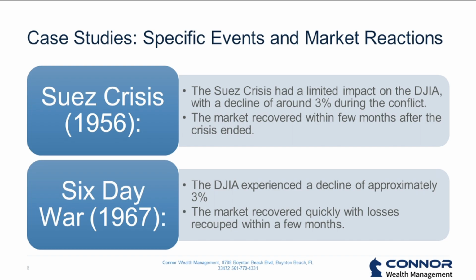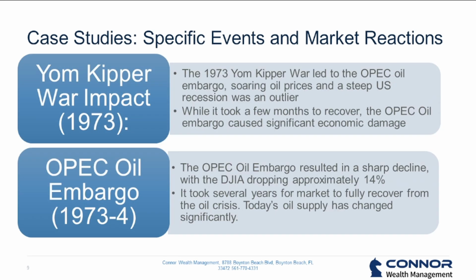1967, the Six-Day War. Dow Jones again, about a 3% drop, and it took just a few months to fully recover. A major one, the Yom Kippur War, led to the OPEC oil embargo, which was really the issue, not the war. Within a few months of the Yom Kippur War, the Arab oil embargo began, and that's what caused the issue with the U.S. economy, not the war.